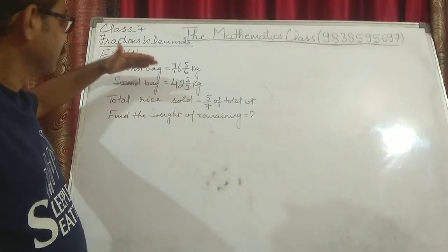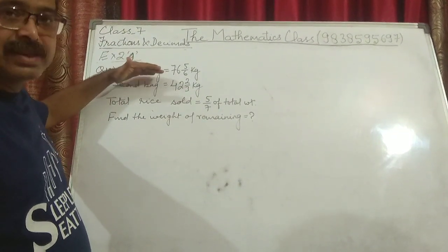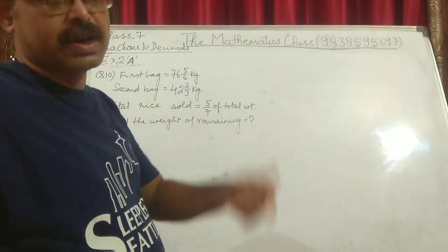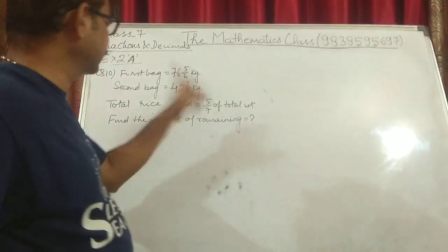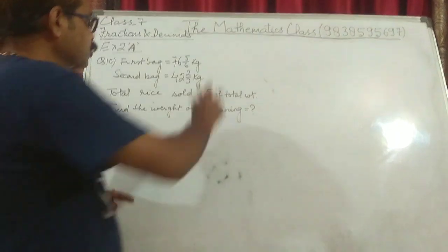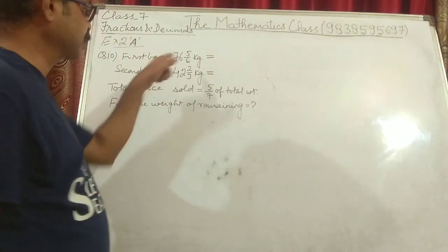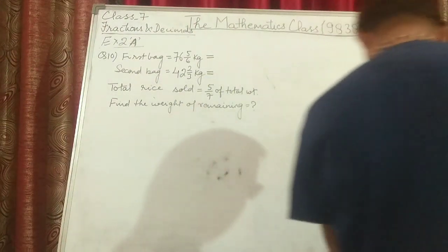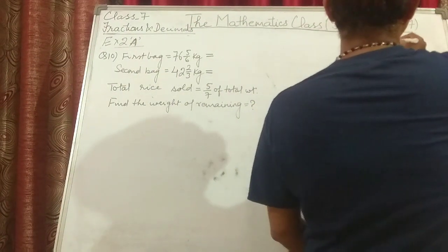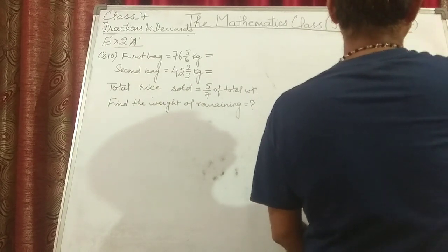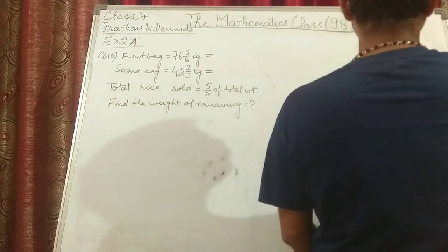Total weight of the rice is the first bag plus the second bag, meaning the weight of rice that was present in the first bag plus the weight of rice that was present in the second bag. So in order to solve, first we will convert them into improper fractions. This will be 76 into 6. 6 6s are 36, 3 carry 42, 45 plus 5.